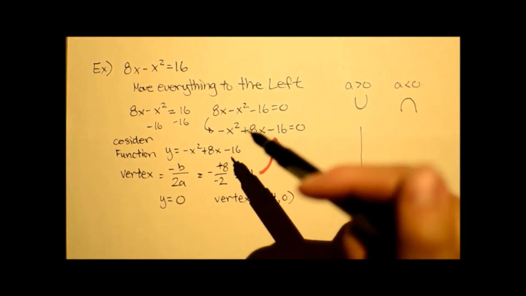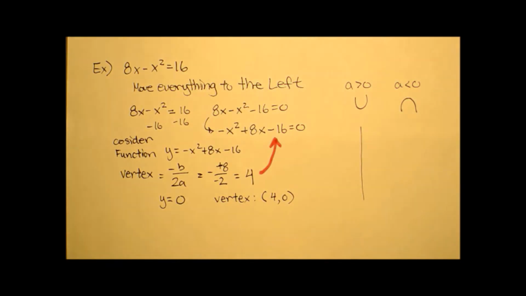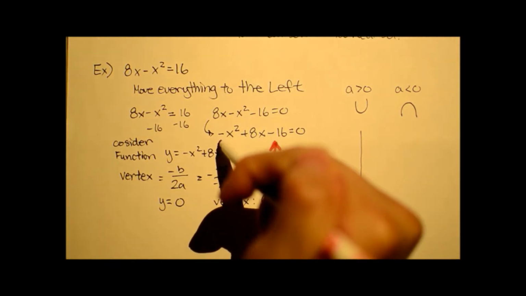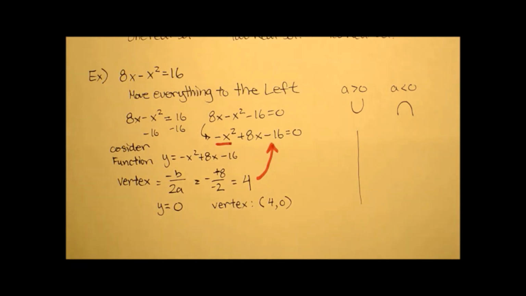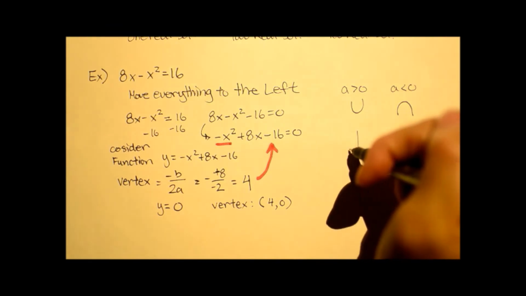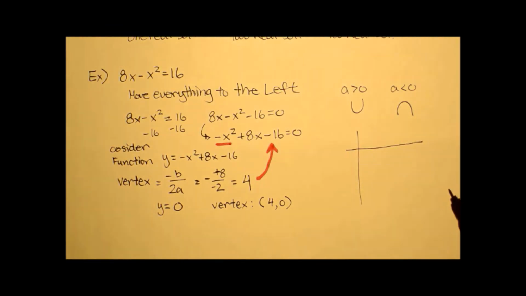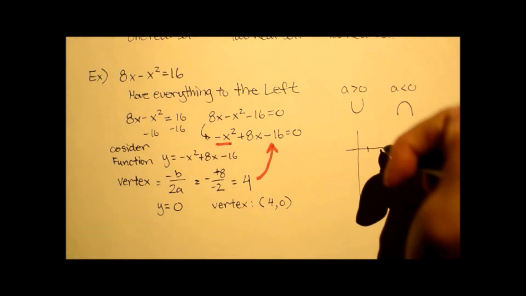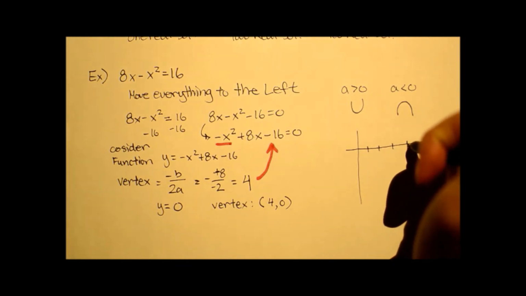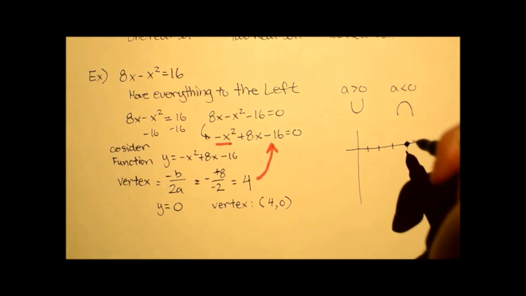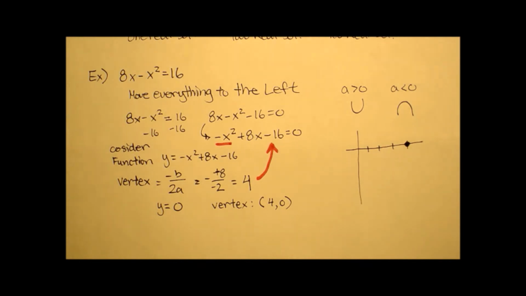We know this is going to go downwards. Because of the negative x squared, we know the graph is going to face downwards. It's going to open downwards. 1, 2, 3, 4. So at 4 we have a function here. Now what we're going to do is see if we can find anything there.